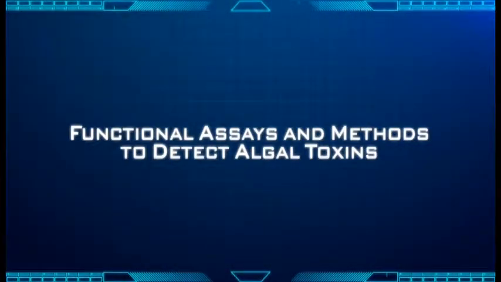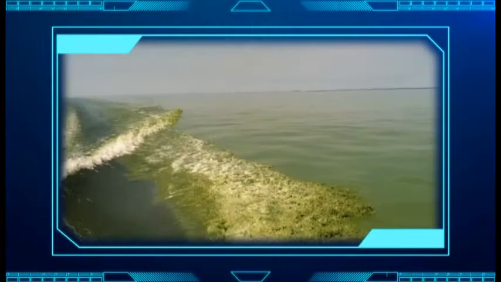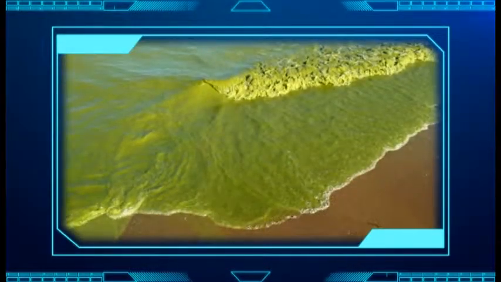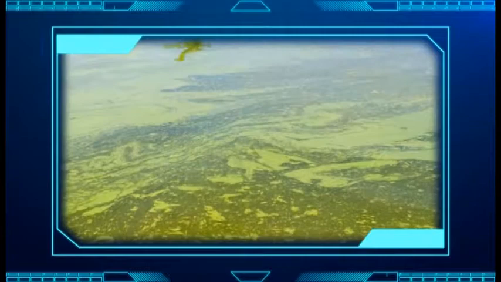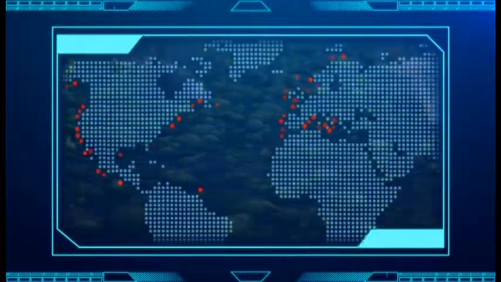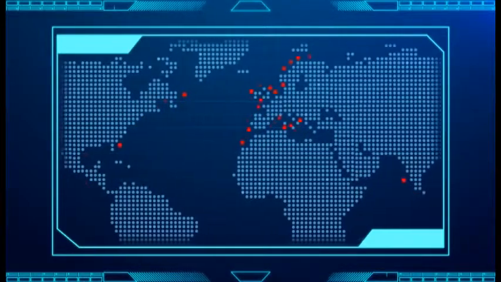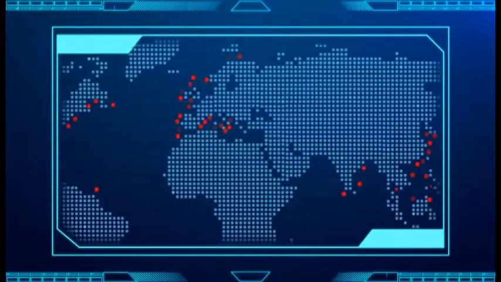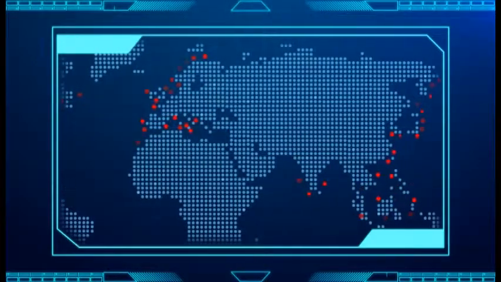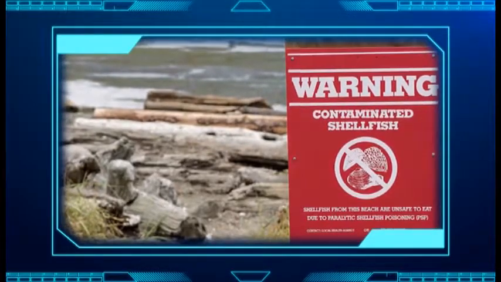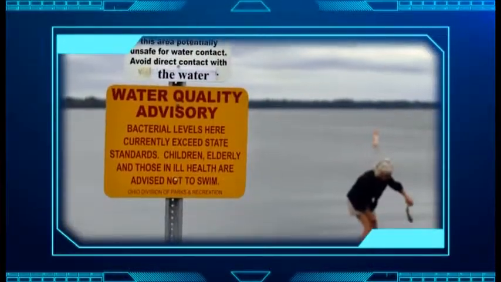Functional assays, and methods to detect algal toxins. Because of the complexity and unpredictability of HABs and the present lack of ability to entirely control or prevent PSP, many affected countries have either proposed or adopted various monitoring programs for toxic algal blooms and toxins in shellfish as an effective way of protecting the public and mitigating impacts to the economy and the environment.